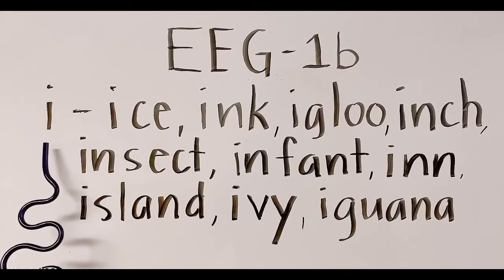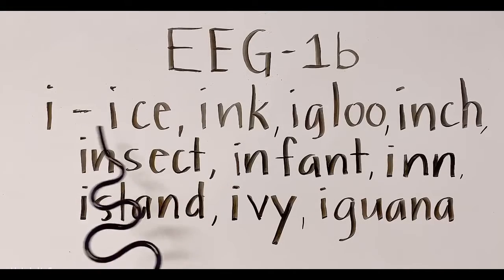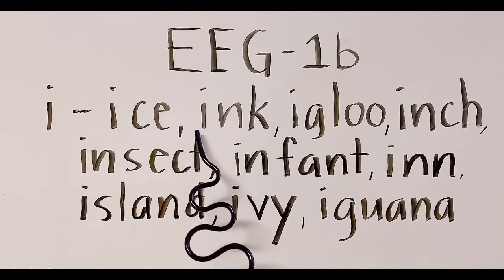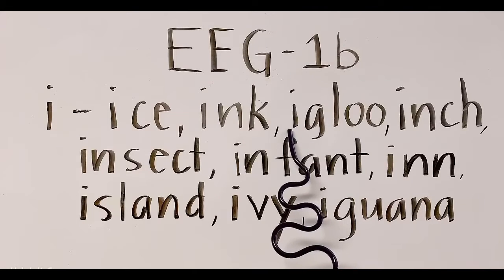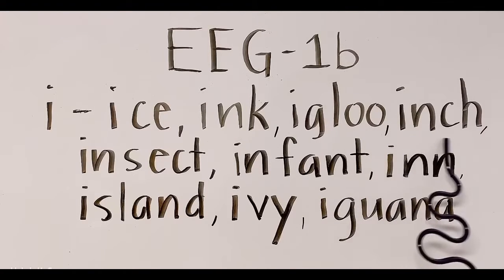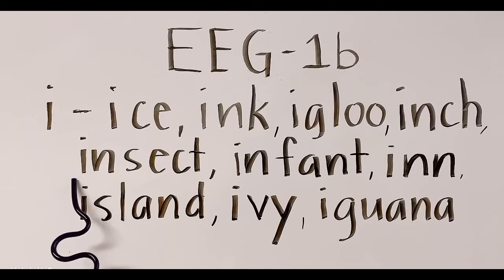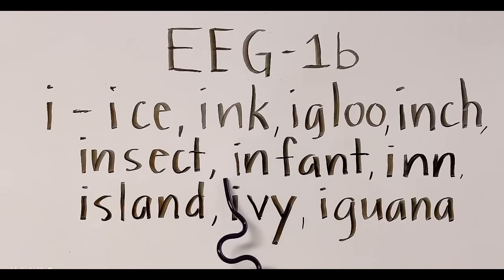Okay, let's read. Eyes, eyes. Next one. Ink, ink. Next. Igloo, igloo. Next. Inch, inch. Next. Insect, insect. Next one. Infant, infant. Next. In, in, in.